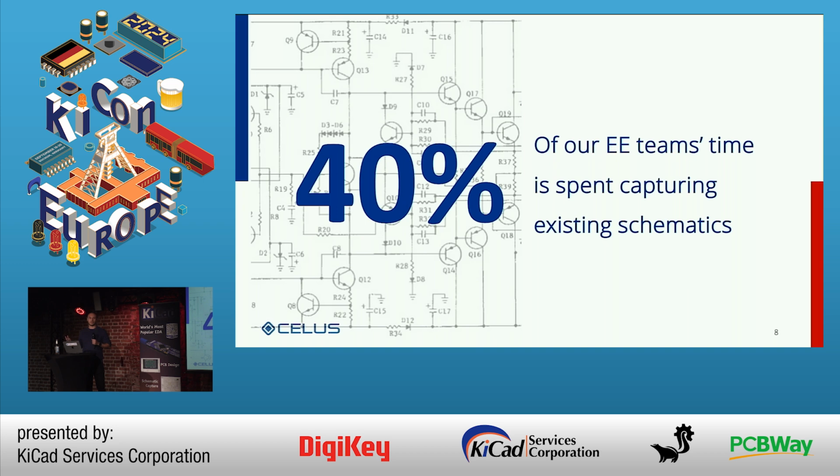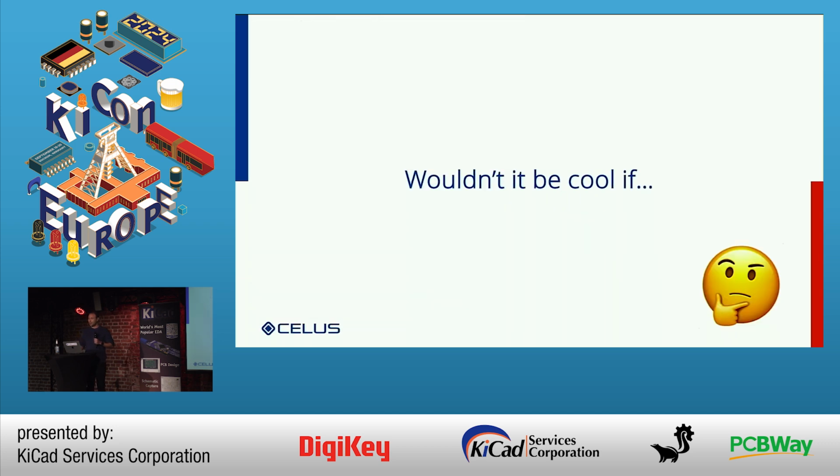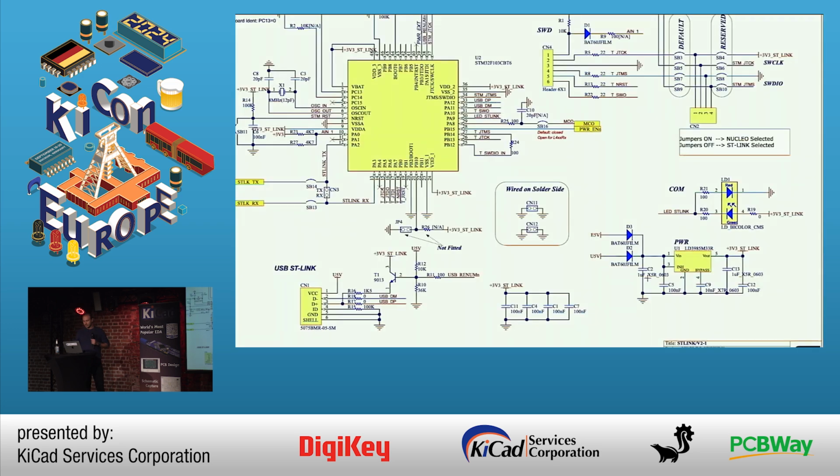It could be used to do simulations. It could be used to do optimizations on the circuit. So wouldn't it be cool if we had a different way of handling this transformation from the images that component manufacturers provide us to a schematic in KiCAD? So that's what I would like to propose.